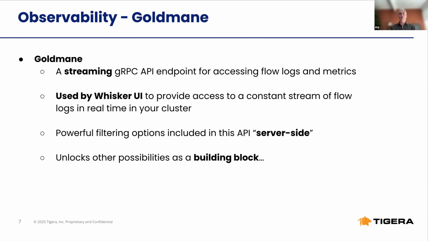I mean, network flow logs are potentially a huge amount of data. We've seen some very large clusters, both within the open source community and on the commercial side. And so we really wanted to make sure that everything that we delivered here performed and scaled well. But Goldmane also provides a building block for you to start doing whatever you want with these API endpoints. And we've already seen some pretty cool things in the wild.